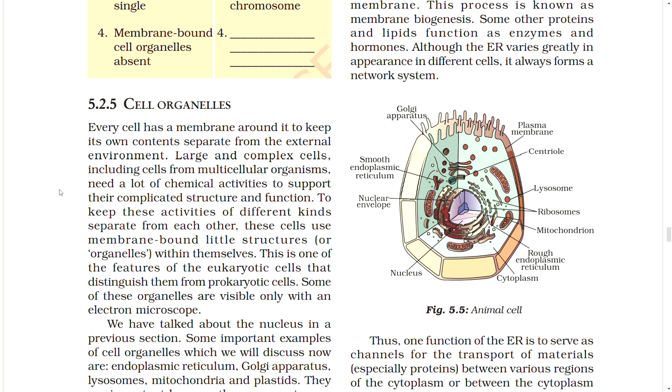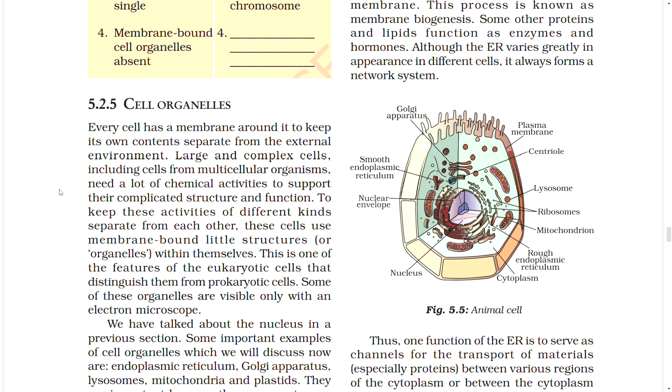Cell organelles. Every cell has a membrane around it to keep its own contents separate from the external environment. Large and complex cells, including cells from multicellular organisms, need a lot of chemical activities to support their complicated structure and function. To keep these activities of different kinds separate from each other, the cells use membrane-bound little structures or organelles within themselves. This is one of the features of the eukaryotic cells that distinguish them from prokaryotic cells.